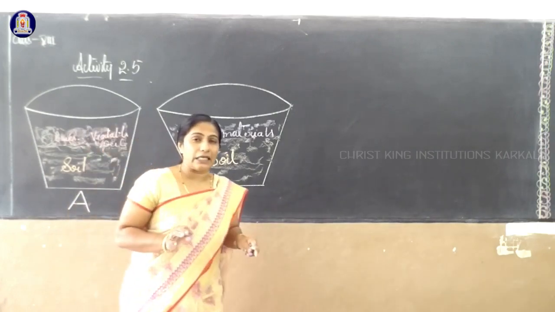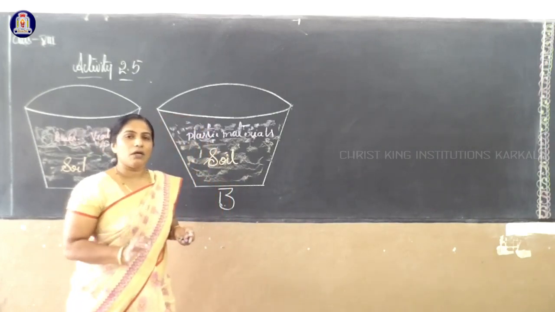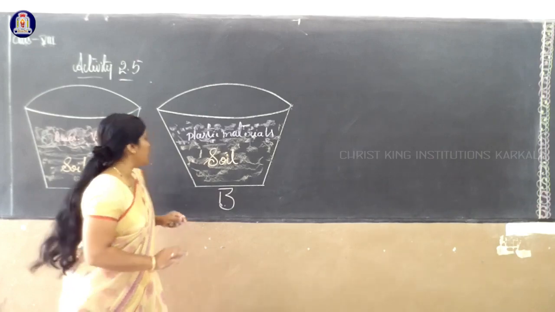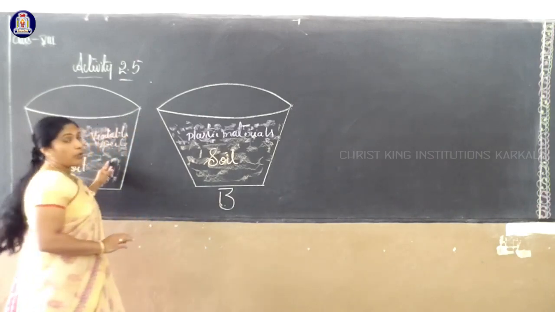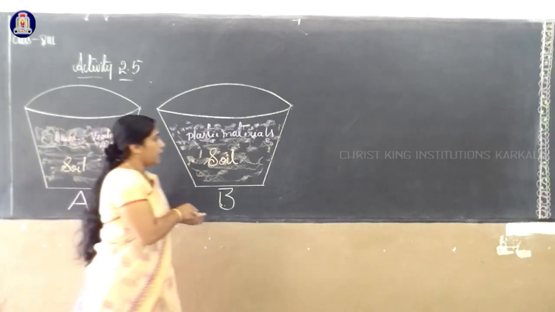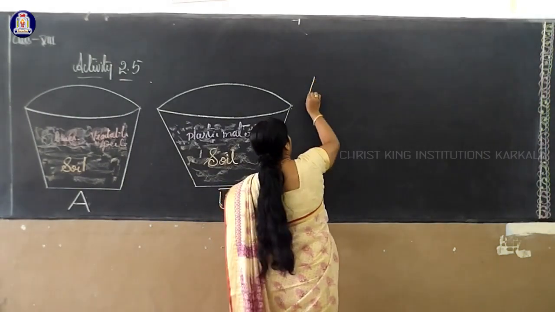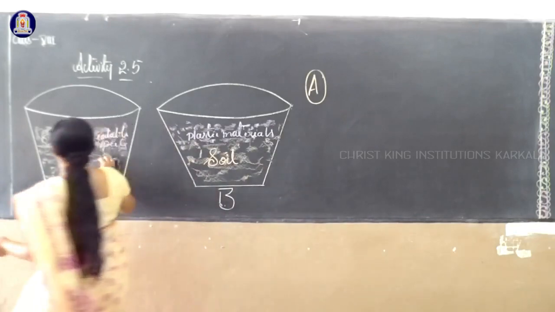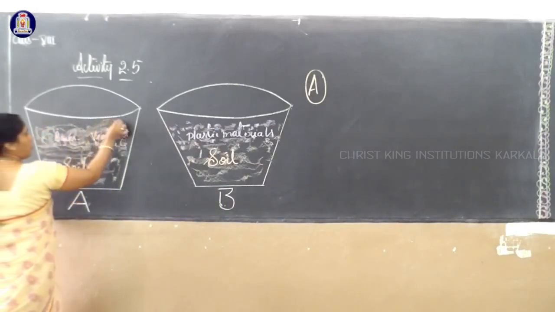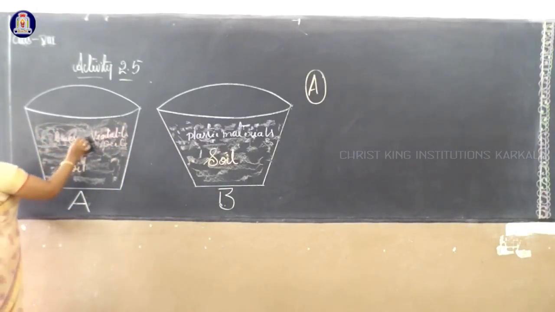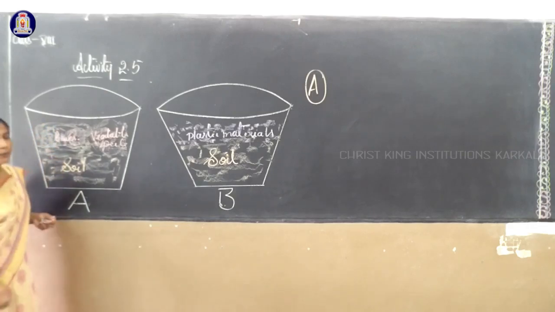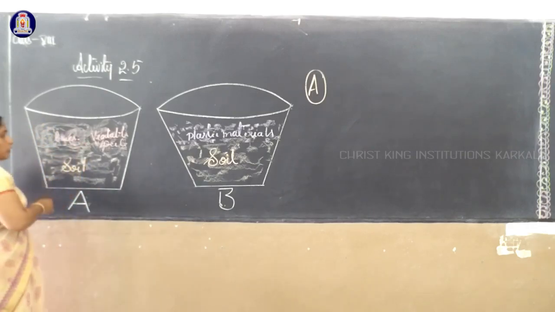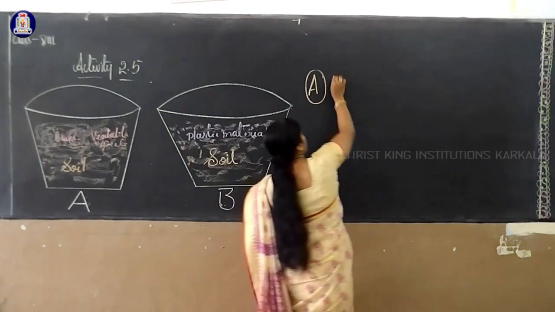Keep for several days. What is your observation? So we have to find out. So the result. Now in pot A, what is the result we can see? In pot A, the soil will mix with all the vegetable waste or the leaves, etc. It converts into a component called manure.